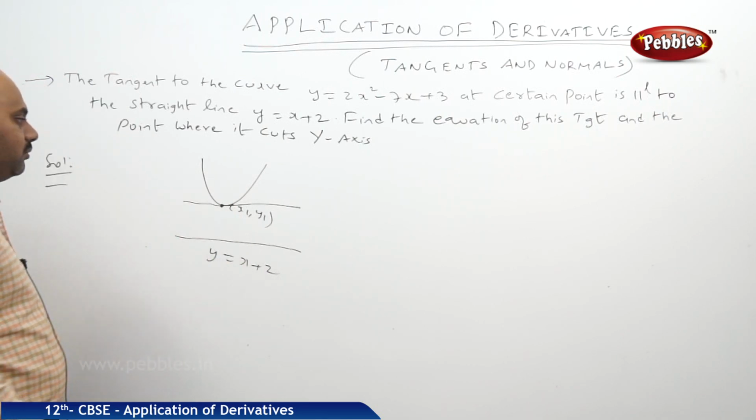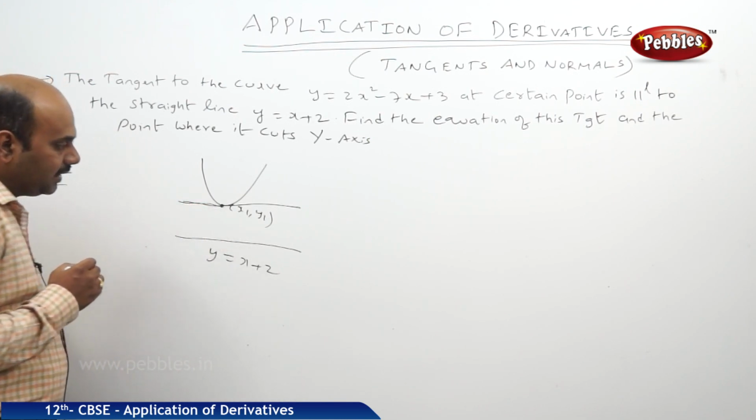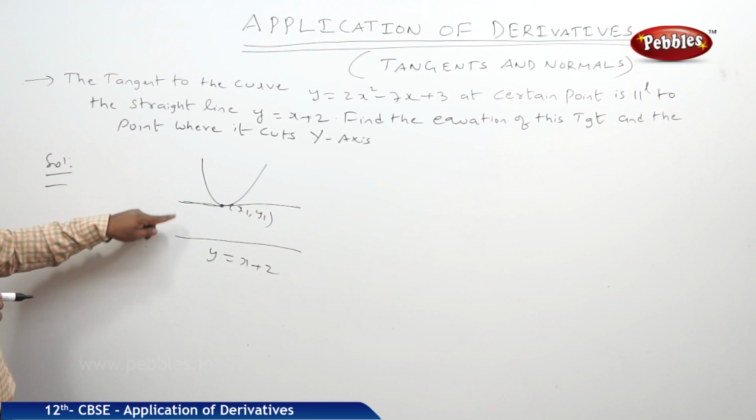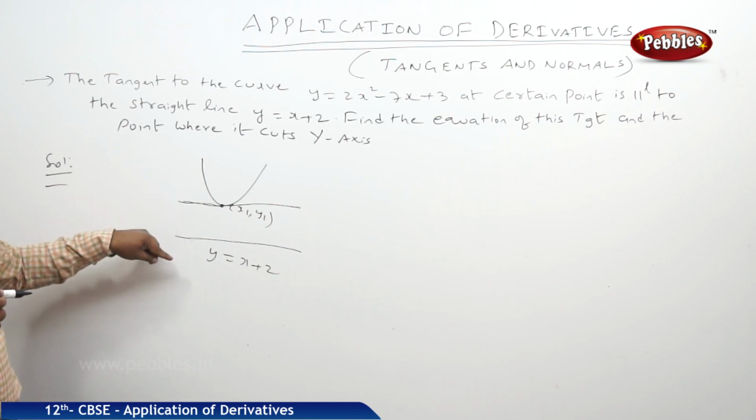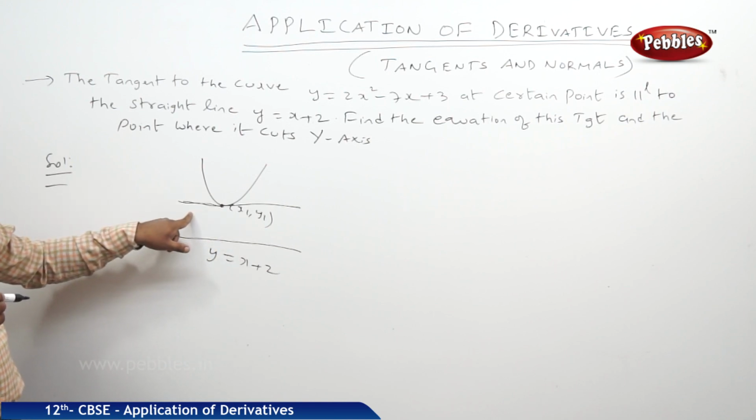and the point where the tangent cuts the y-axis. So from this figure we get an idea that two lines are parallel. Two lines are parallel means their slopes are equal. That means the slope of this line is the same as the slope of this line.